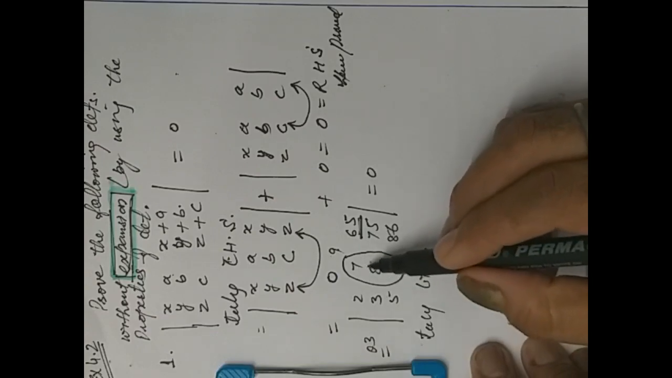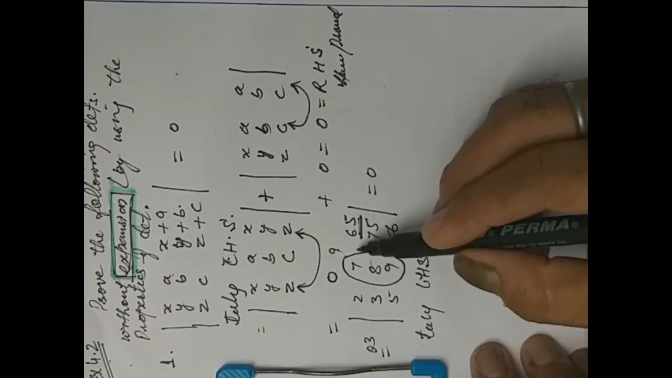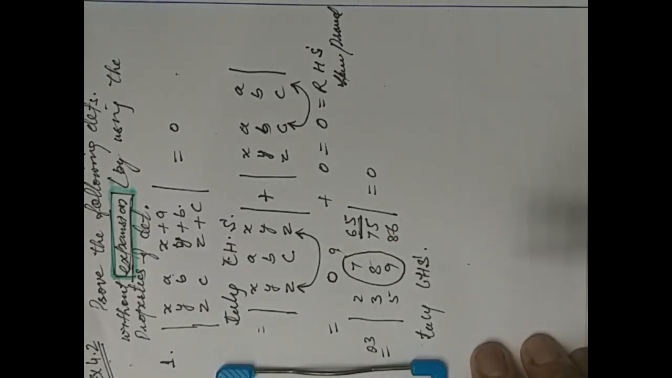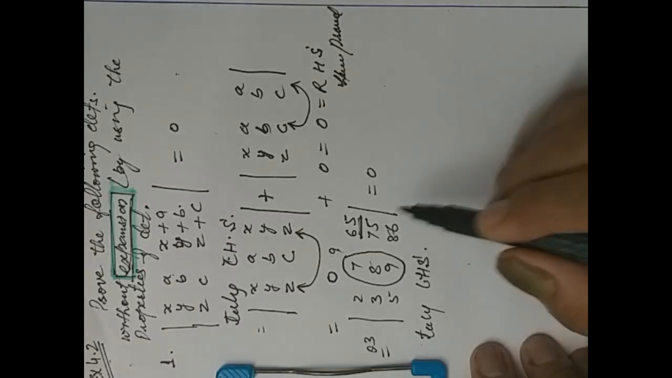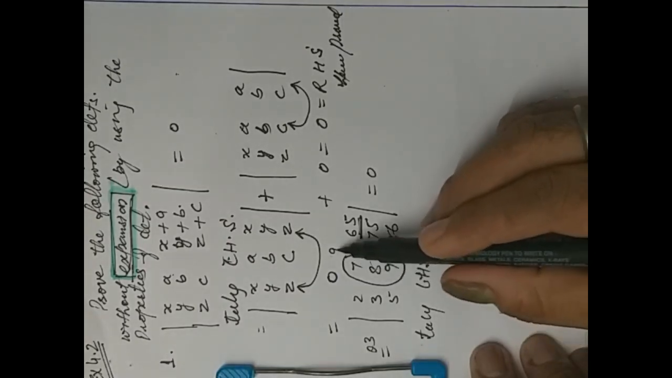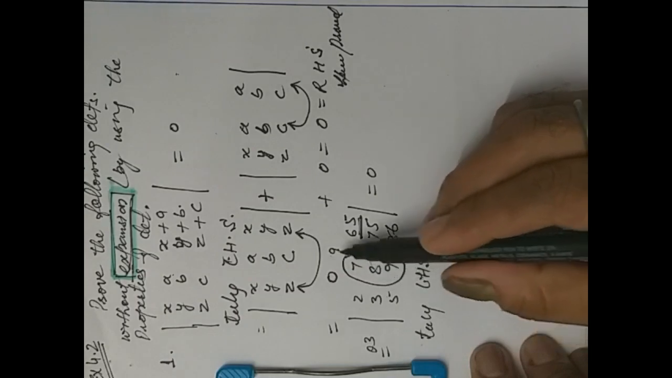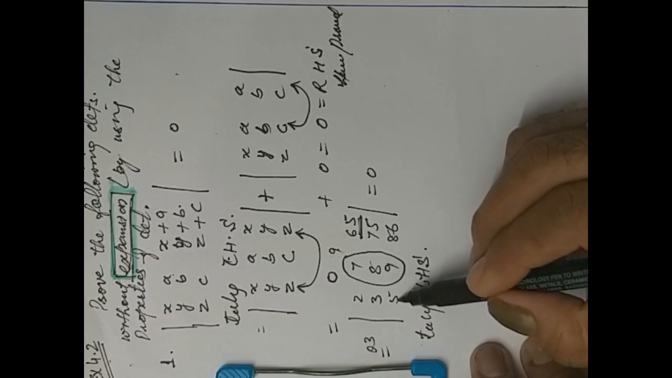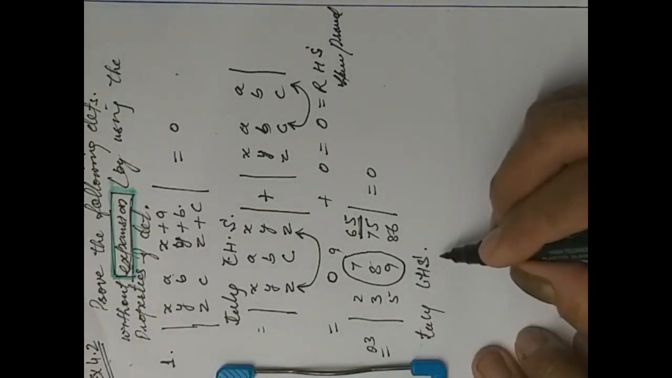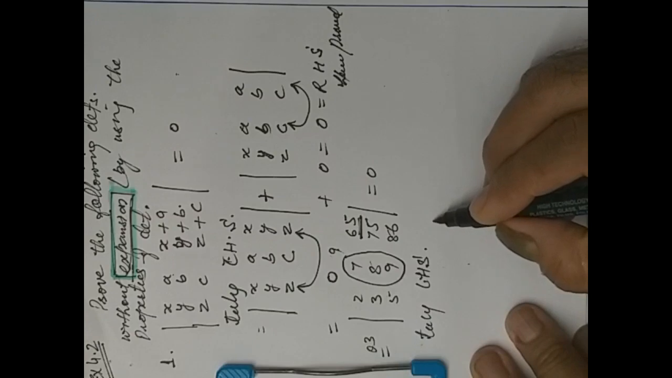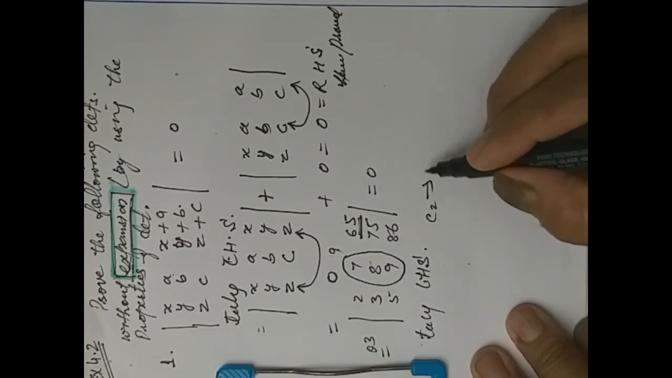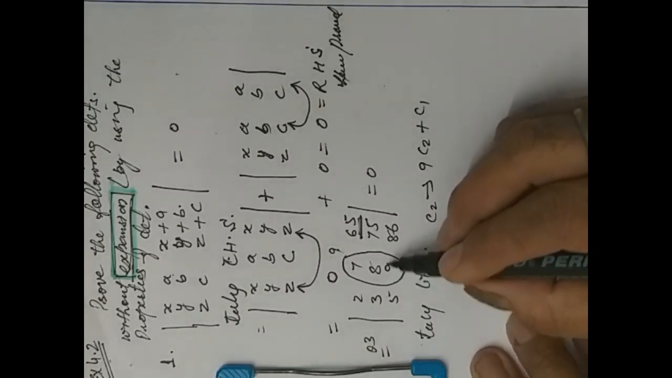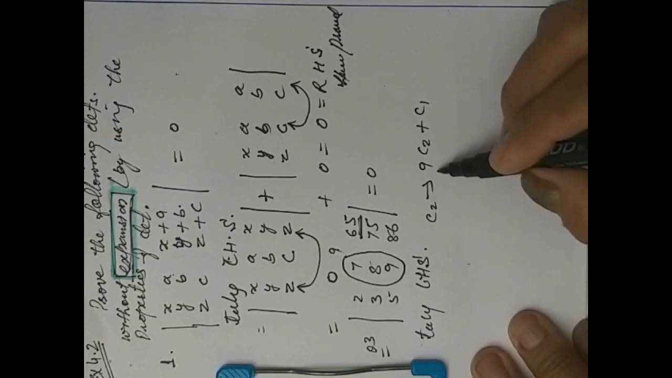Why we are doing so? Because in that case we will have this column and this column identical, then automatically by using the property we can put the value is equal to 0. Now same constant should be multiplied to all the elements. So 8 9 is 72, 72 plus 3, 75, 9 9 is 81, 81 plus 5, 86. So what we are going to do here, this C2 we are going to change by 9 times C2 plus C1. We are replacing this C2 by doing this operation.